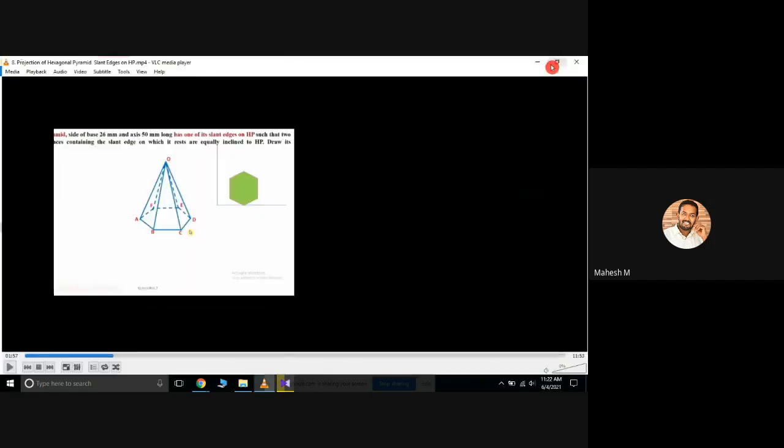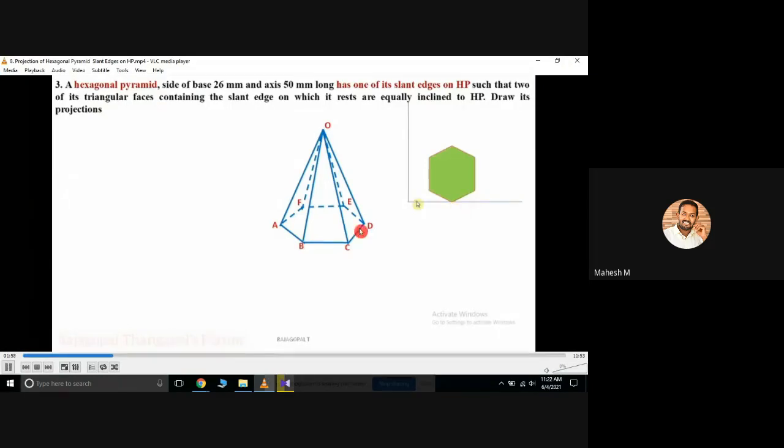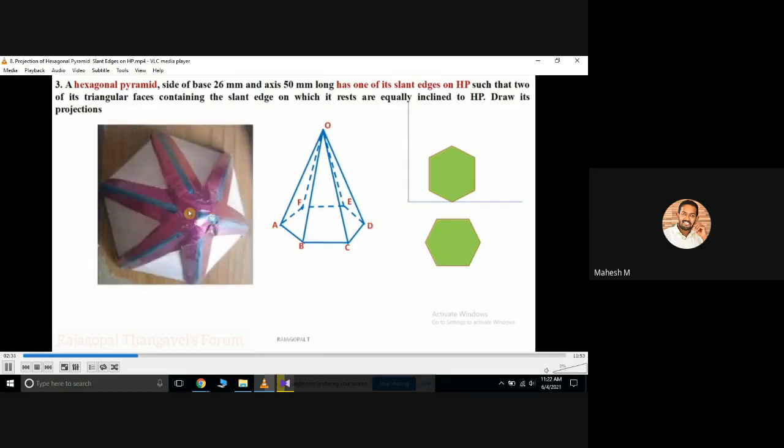Sorry, I forgot that. Now read out the next condition: such that two of its triangular faces containing the slant edge on which it rests are equally inclined to HP, draw its projections. This condition is not necessary. If you follow the single condition, it is okay. This is given only to confuse you. I have highlighted all these problems for you, but in your exams, it will not be highlighted.